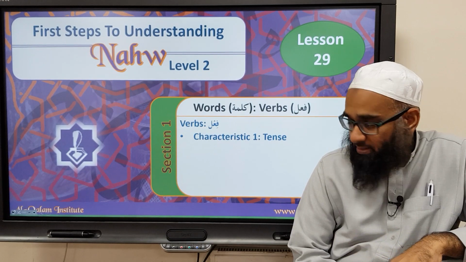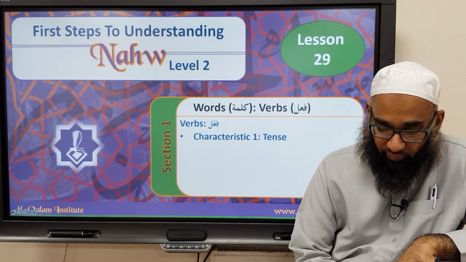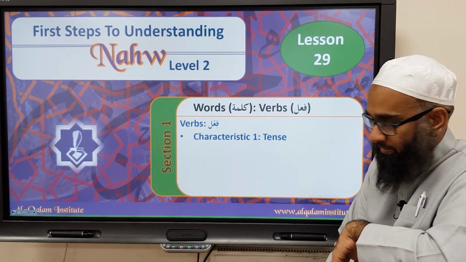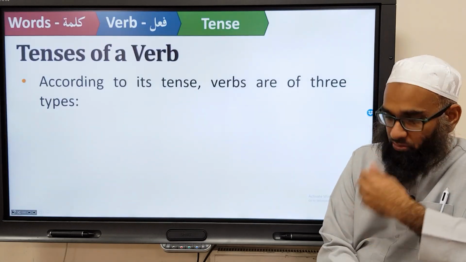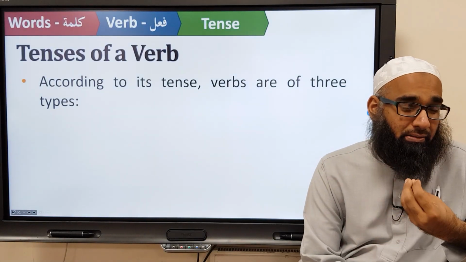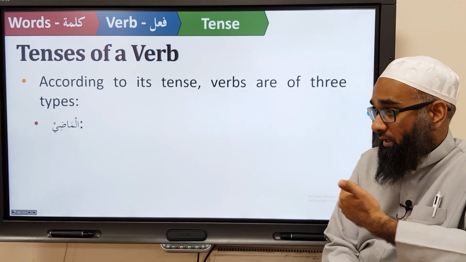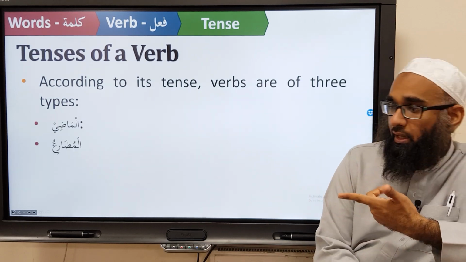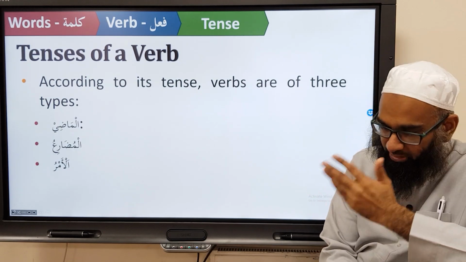So inshallah today we're going to discuss the first characteristic of verbs, which is tense. According to tense, we have how many tenses? Three: Al-Madhi, Al-Mudari and Al-Amr. We've done this before, it's recapping.